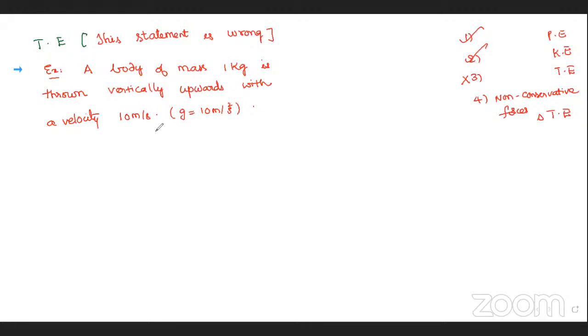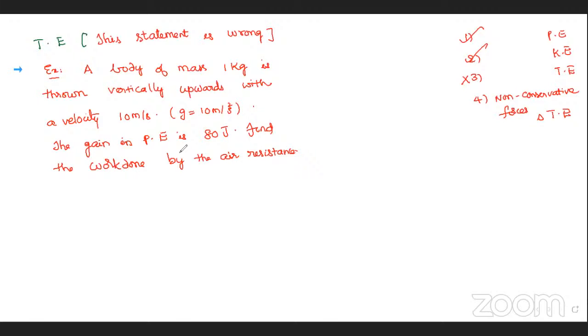Okay. Thrown vertically upwards with a velocity of 10 meters per second, g 10 meter per second square, take it. And he is saying that the gain in potential energy by this velocity is 80 joules. Okay. Find the work done by the air resistance. Okay, this is the question, Nana. Try to understand the question.